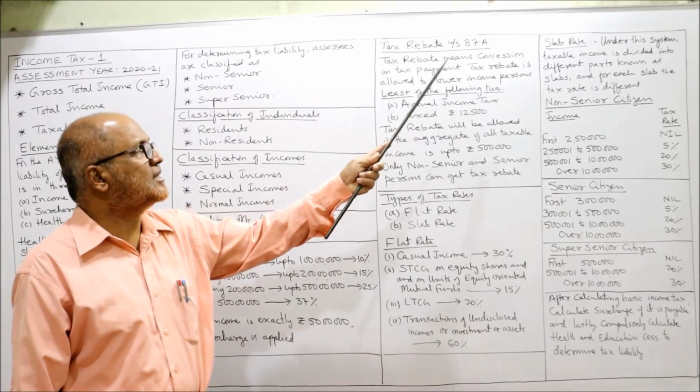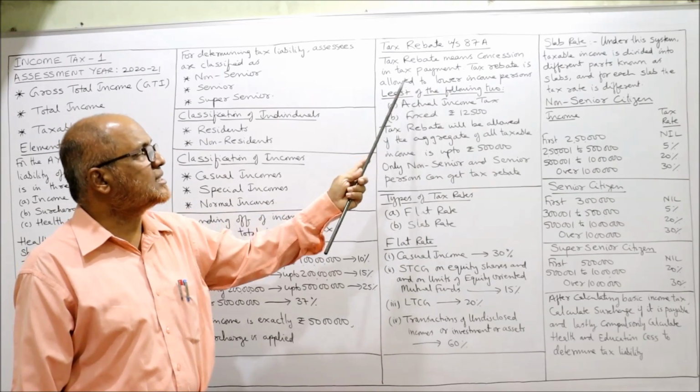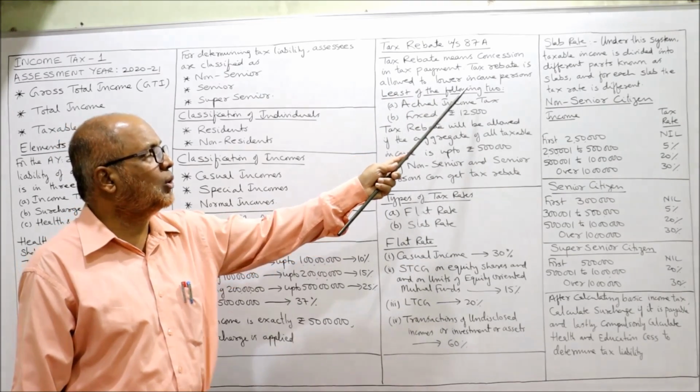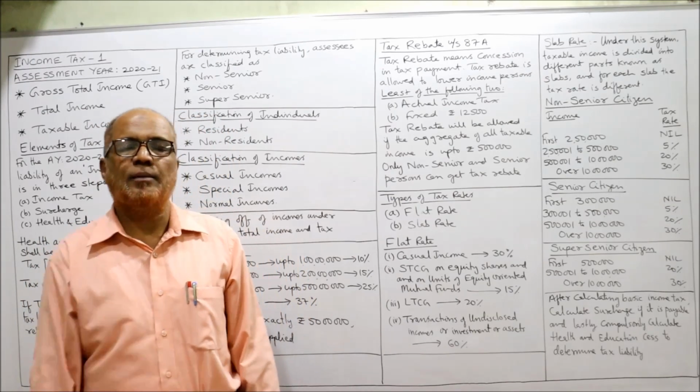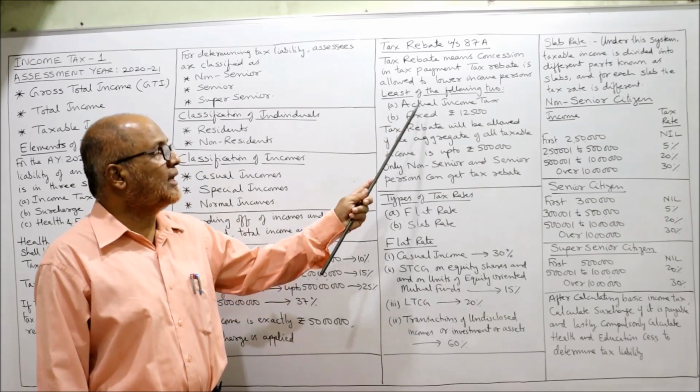Tax rebate under section 87A. Rebate means concession in tax payment. The tax rebate is allowed to lower income persons. The rebate is the lower of the following two. How much tax rebate will be applied? Actual income tax.